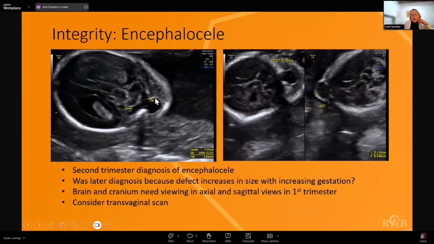And while the defect would always have been there, maybe the meninges hadn't herniated out of that defect in the first trimester. So I guess we need to make sure we're doing both axial and sagittal views, and we should be considering a transvaginal scan if we don't get a really clear outline of the fetal cranium in axial and sagittal.